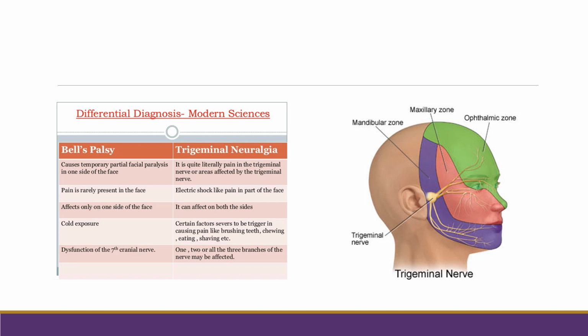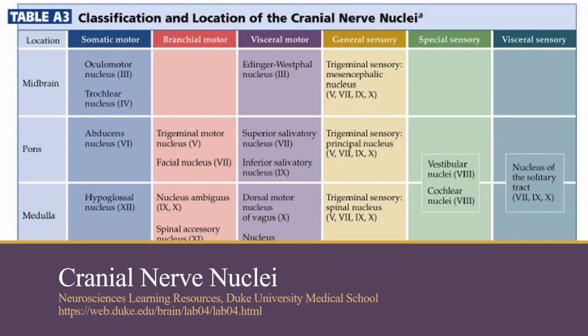So trigeminal neuralgia, cranial nerve 5, also known as tic douloureux. Quite literally pain in the trigeminal nerve or areas affected by trigeminal nerve. It's electric shock-like pain in part of the face. It can affect both sides. Certain factors cause it to trigger, so things like brushing the teeth, chewing, shaving, they don't really know sometimes. 1 or 2 or all 3 branches may be affected.